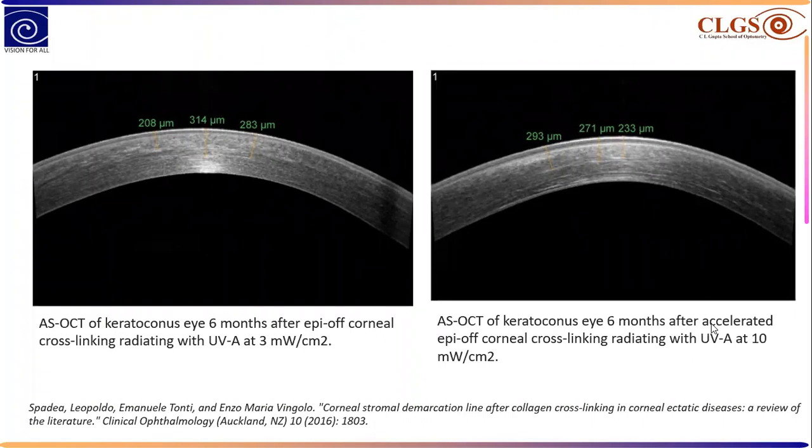Okay, so there are two questions in the chat box. Can CXL be done in keratoglobus? Yes, it can be done because it is also an ectatic disease, but it is slightly difficult to do in keratoglobus. The reason is that in keratoglobus you will see thinning at the periphery, not in the center.